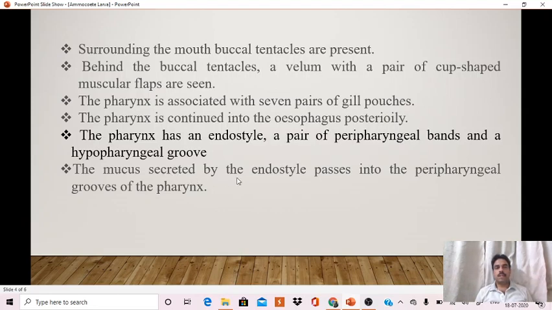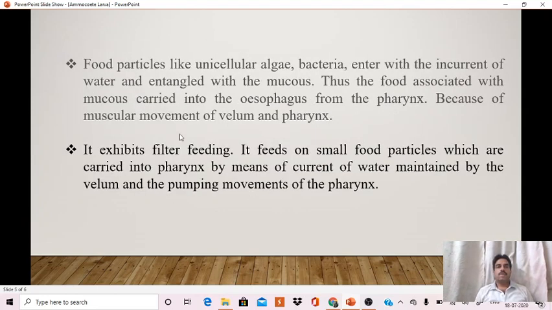The mucus secreted by endostyle passes into the peripharyngeal grooves of the pharynx. Then the food particles like unicellular algae, bacteria enter with the in-current of water and are entangled with the mucus. Thus the food associated with mucus is carried into the esophagus from the pharynx because of muscular movement of velum and pharynx.